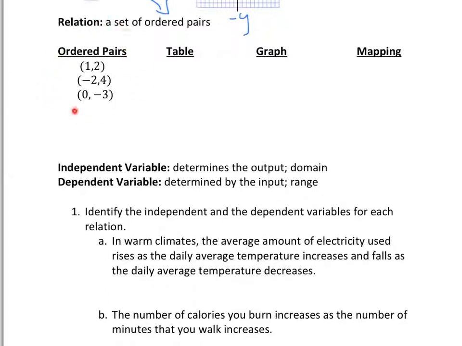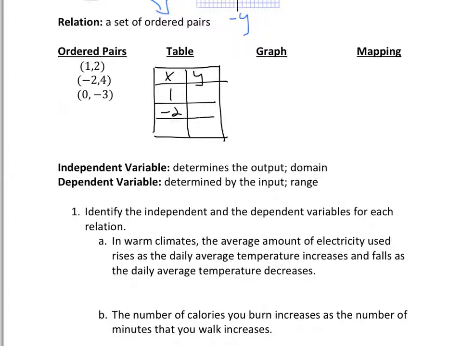The first way is just as a set of ordered pairs. We just have 3 ordered pairs here, so this is one way to represent a relation. Another way is to represent it in a table. We split our tables up into x's and y's. So the x's we've got are 1, -2, and 0, and the y's that correspond with that: 2 goes with 1, 4, and -3.